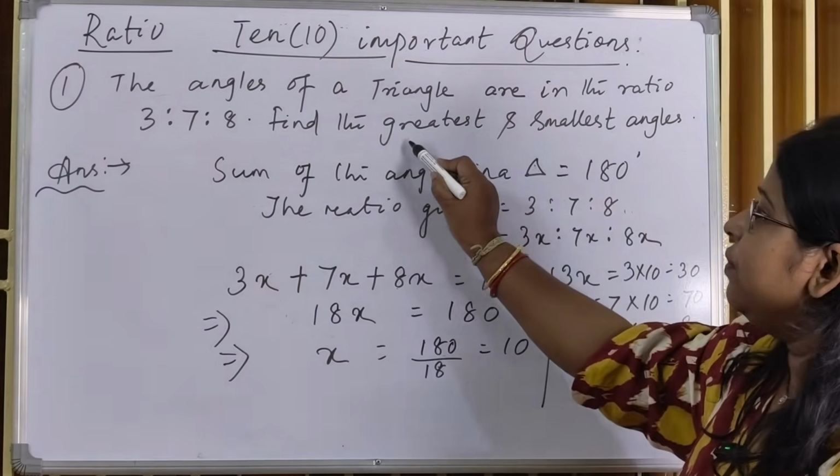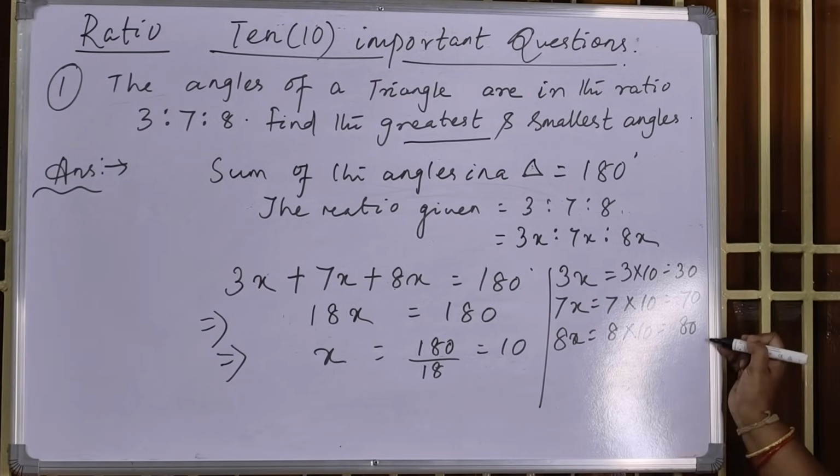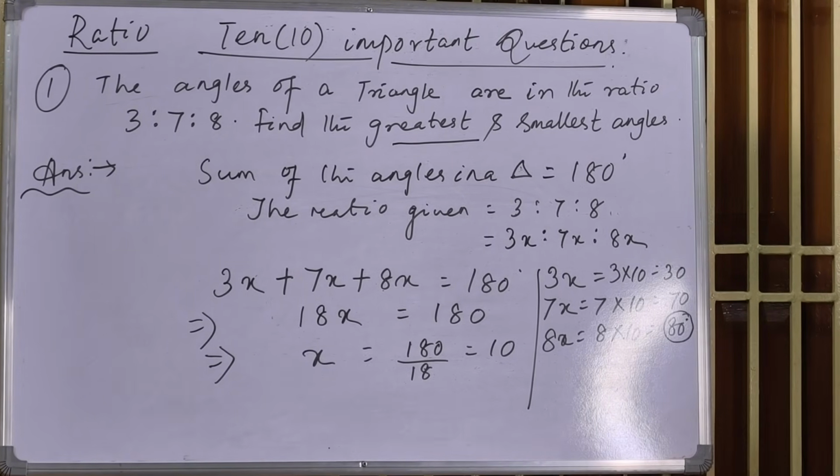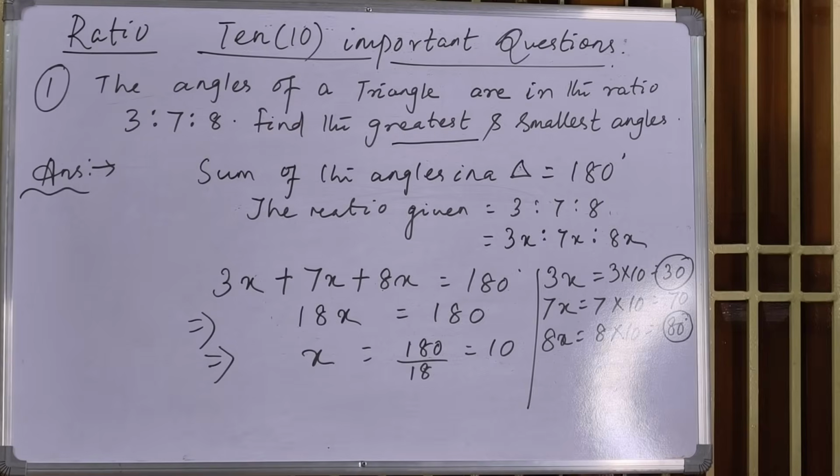Now it has asked to find the greatest angle. Among these, which one is the greatest angle, students? Yes, 80 degrees, this one. And the smallest one is 30.